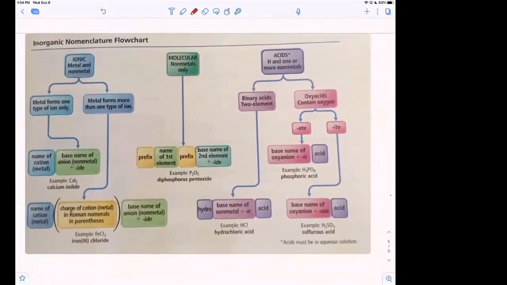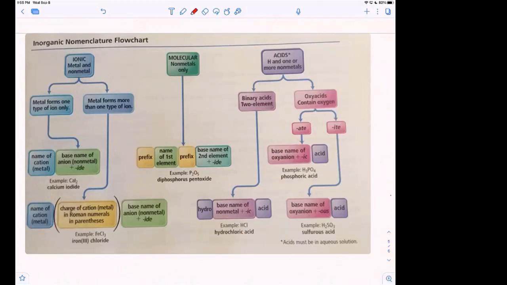So, okay, here is a flow chart, if you like flow charts. This is just what I covered so far in the past 25 minutes. Ionic, metal, nonmetal: if there's only one ion, you name the cation, the base of the anion plus ide. If there's more than one charge for the cation metal, you include the charge, you write the Roman numerals. For molecules, prefix, name the first element, prefix, name the second element, the base name of the second element plus ide. You drop the mono if it's one for the first one. You do not drop the mono for the second.